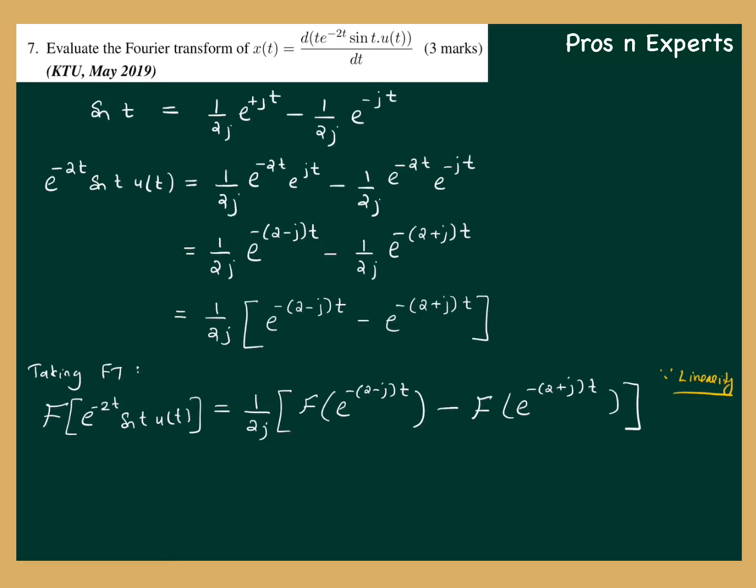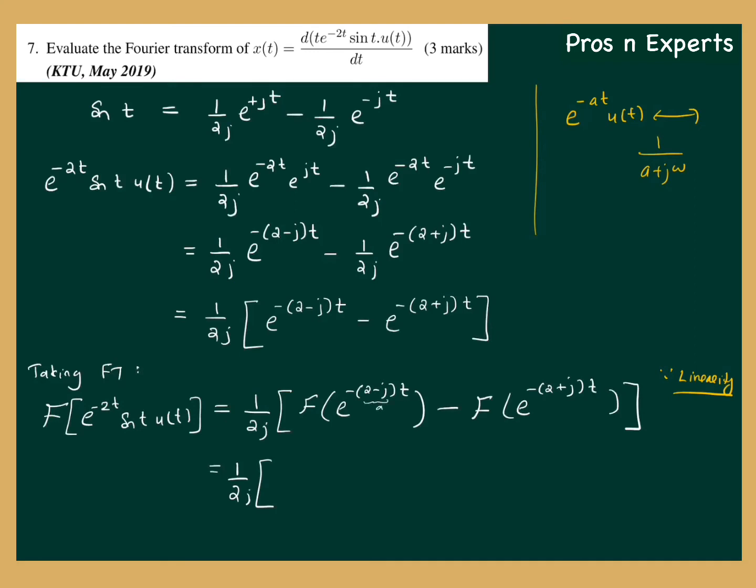Okay, now I can simplify it as 1 by 2j into, what is the Fourier transform of e raised to minus (2 minus j) t? You always know the Fourier transform of e raised to minus at u of t is nothing but 1 by a plus j omega. So applying that relation here, this is actually e raised to minus at u of t, where a is 2 minus j.